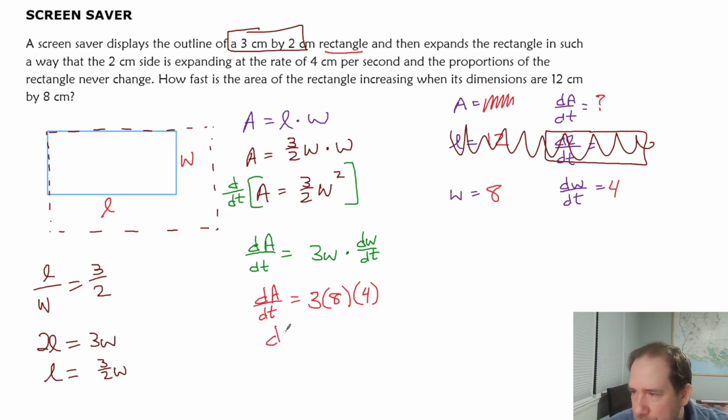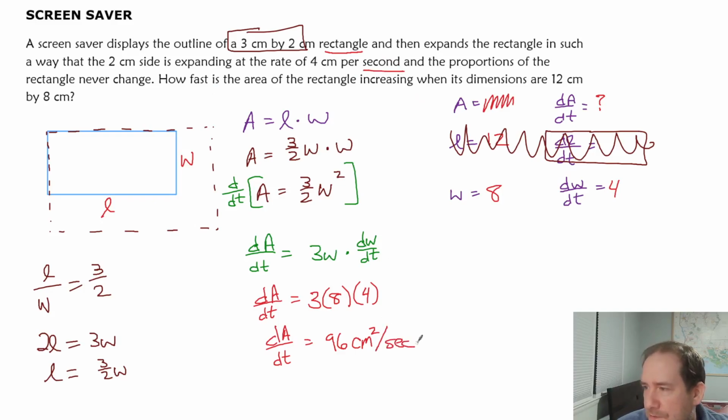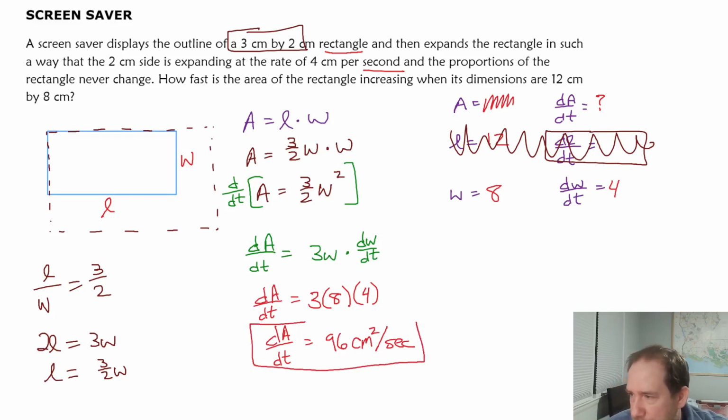You literally just multiply that stuff out and you get your final answer of, let's see, 3 times 4 is 12, and 12 times 8 is 96. If we're trying to do this in our heads, 96. So what are my units? Well, my lengths were in centimeters, but this is an area, so this must be square centimeters. And my width was changing at a rate of 4 centimeters per second, so my unit of time must be seconds. And so my rate of change is 96 square centimeters per second. And that's your 6th problem.